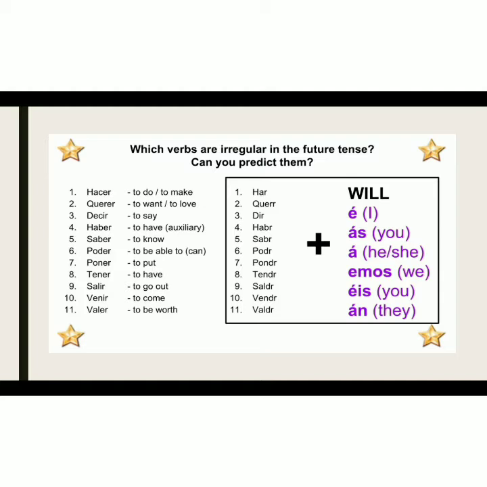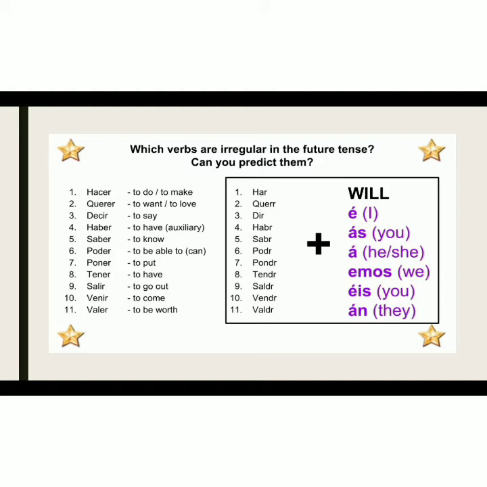7. Poner, to put, set or place, as in to set the table. 8. Tener, to have. This is the verb of possession. It is a synonym to haber. 9. Salir, to go out. 10. Venir, to come. And 11. Valer, to be worth or to value.